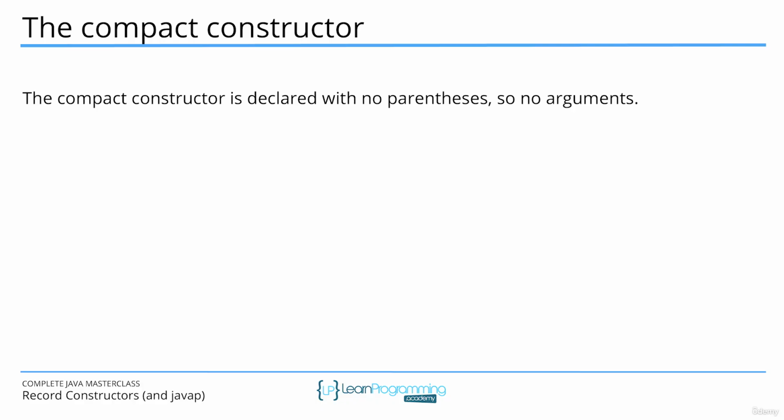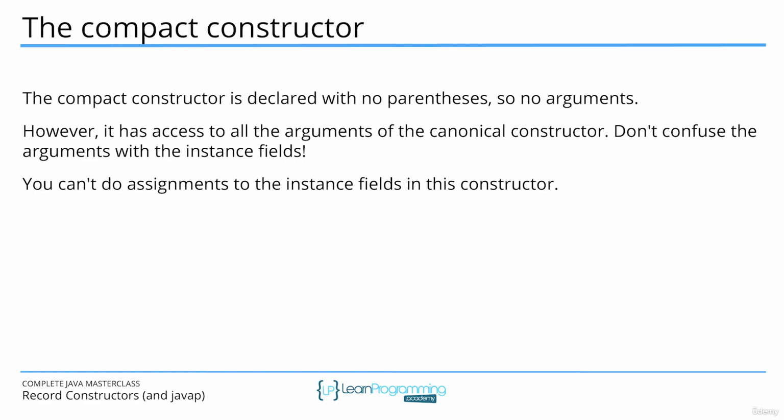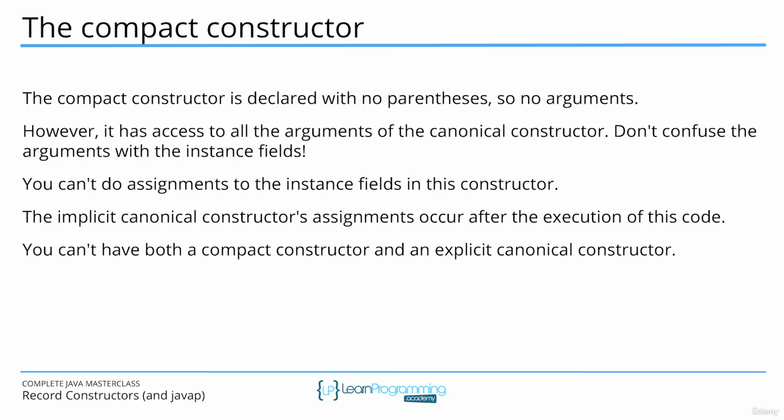The compact constructor is declared with no parentheses, so no arguments. However, it has access to all the arguments of the canonical constructor. Don't confuse the arguments with the instance fields. You can't do assignments to the instance fields in this constructor. The implicit canonical constructor's assignments occur after the execution of this code. You can't have both a compact constructor and an explicit canonical constructor.